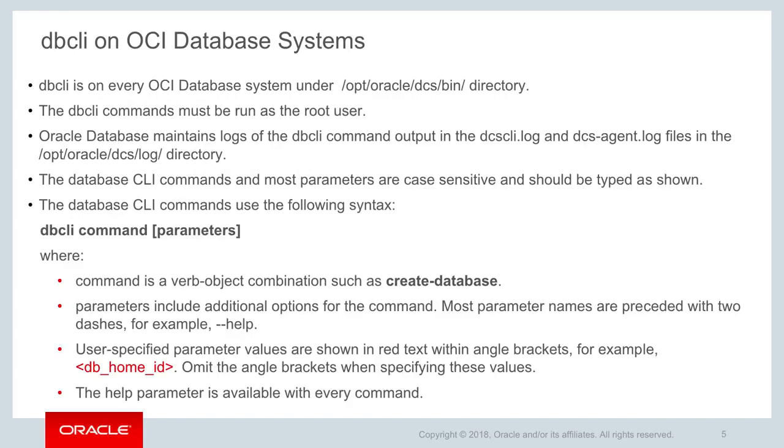You'll find the DBCLI on every OCI database system under /opt/oracle/dcs/bin folder. And you need to run these commands as the root user. Oracle Cloud Infrastructure will maintain logs of the DBCLI command output in the dcs_cli.log and dcs_agent.log files, which is found under the /opt/oracle/dcs/log directory.